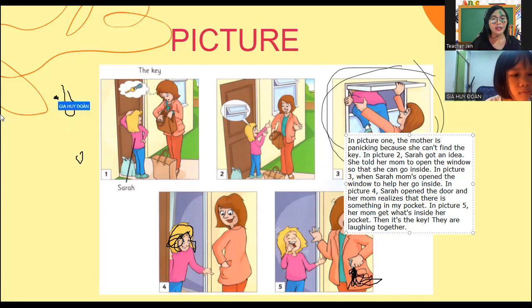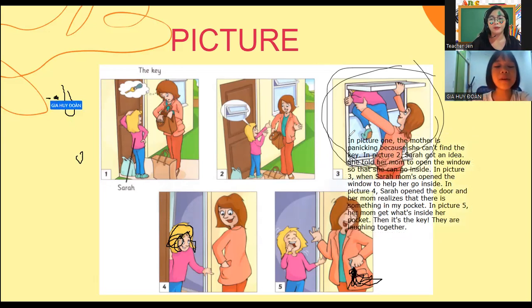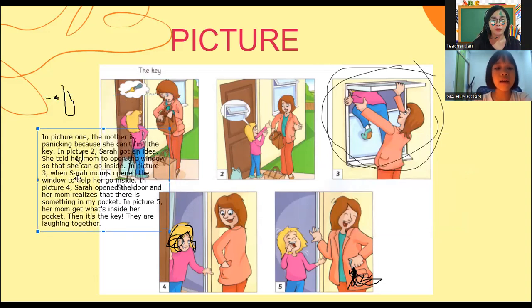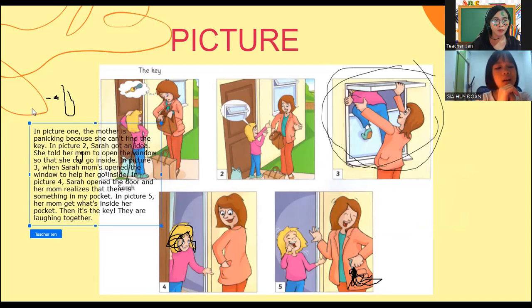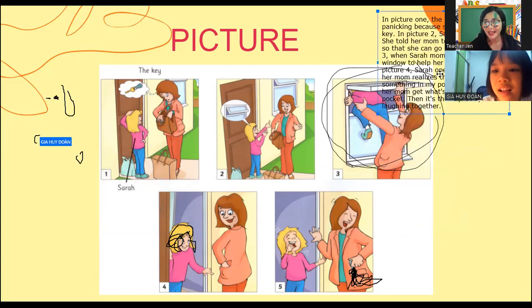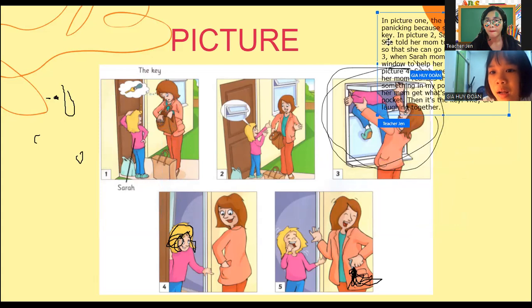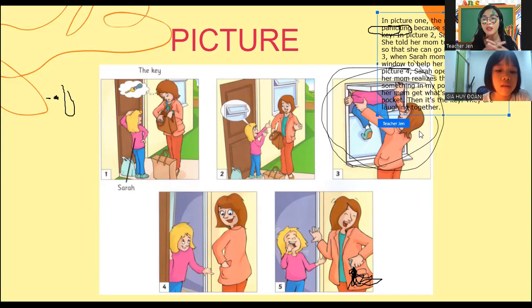Okay, now can you read in picture one? In picture one, the mother is panicking. What is panicking, teacher? It means that she looks worried. Her mom told her daughter that there is a thing she forgot. Oh, it's a key. So her mom started to panic like that. Okay, in picture one, the mother is panicking because she can't find the key.